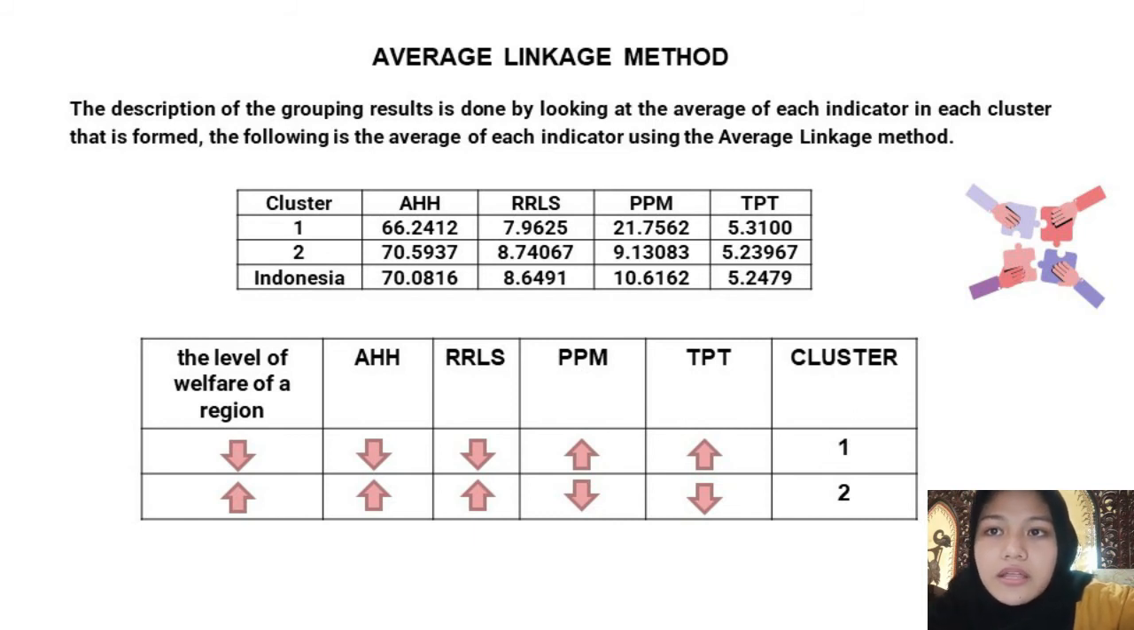The greater the AHH and RRLS indicators, and the lower the TPT indicator, the higher the level of welfare of a region. Meanwhile, the average value of the PPM indicator in the first cluster is higher than the second cluster and Indonesia. This means that the higher the PPM indicator, the lower the level of welfare of a region. So, it can be concluded that the second cluster has a high level of welfare and the first cluster has a low level of welfare.